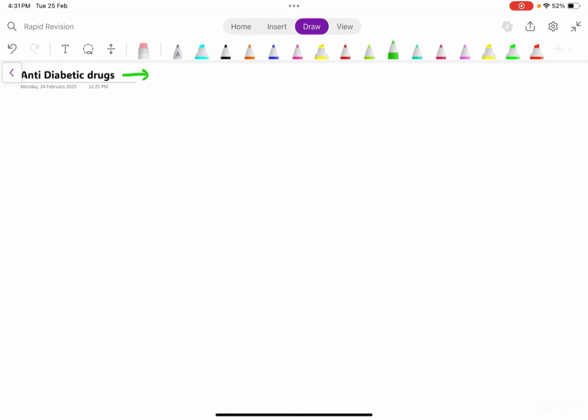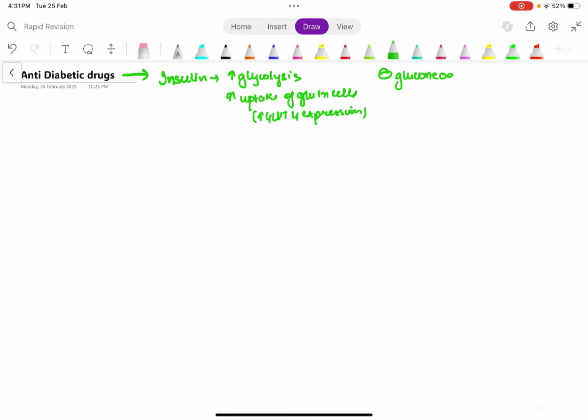In this video, we will be talking about the anti-diabetic drugs. So for anti-diabetic drugs, you should know the functions of insulin. Insulin basically increases glycolysis, then it increases the uptake of glucose in cells by increasing the GLUT4 expression. Then it inhibits gluconeogenesis and it inhibits glycogenolysis.